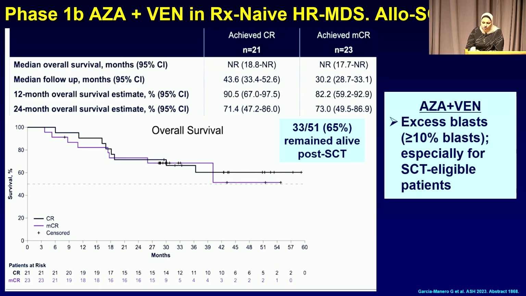And even if the results of the Verona trial are negative, we do still anticipate the continued off-label use of Aza-Ven in patients with excess blasts of 10% or more, especially in patients who are eligible for stem cell transplantation.